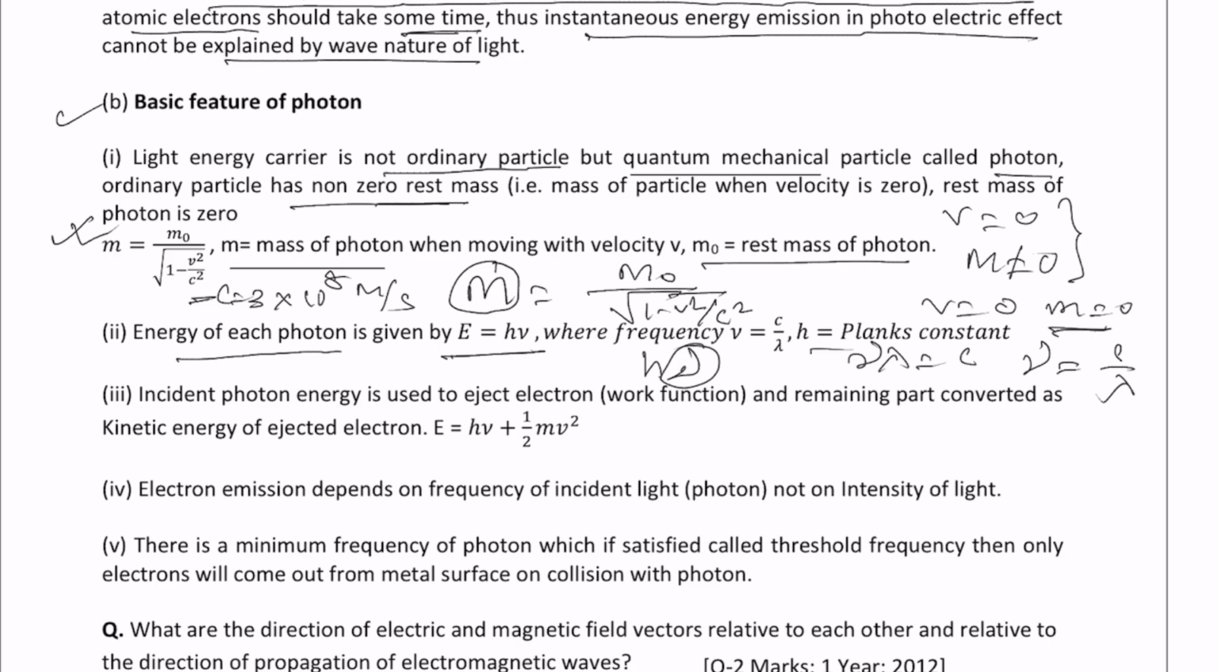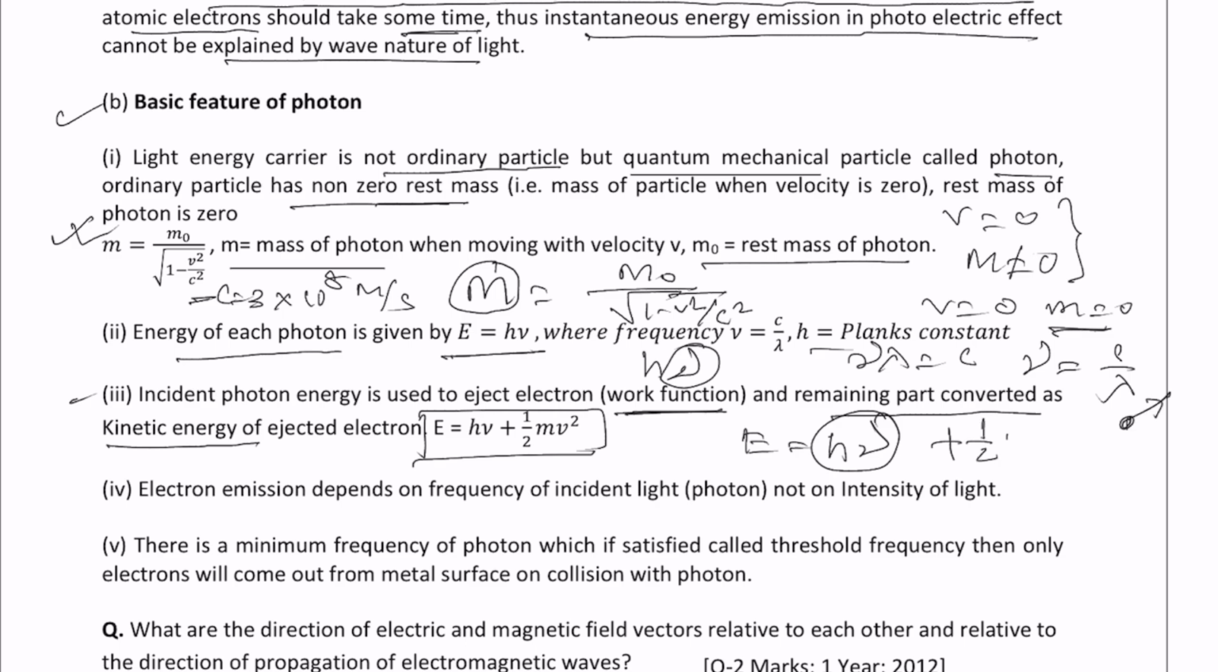h is Planck's constant. Now, third, incident photon energy is used to eject electron, that is called work function. The minimum energy required to eject an electron is called work function. The remaining part is converted to kinetic energy. This is given by Einstein's equation. Suppose E is the energy incident, part of it is used for ejecting the electron, this is work function, plus the remaining part is the energy with which the electron travels, and this is equal to half m v square, where v is the velocity of the ejected electron.